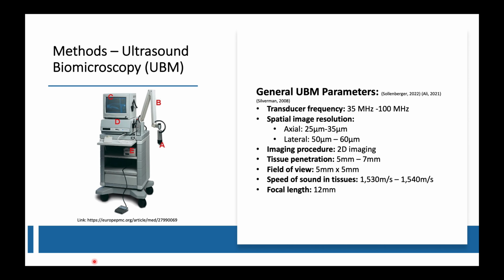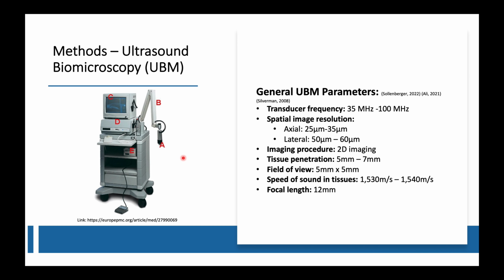We will now be focusing on UBM machines, which is shown in the image here, and their general technical specifications. Its main components are the arm labeled B, the probe labeled A, and the screen that displays the final image. The transducer, which is inside the probe, is responsible for emitting ultrasound waves that propagate off the tissue and are emitted back to the transducer. These echoes are sent to the computer to produce an image, and its operating frequency is 35 to 100 MHz.